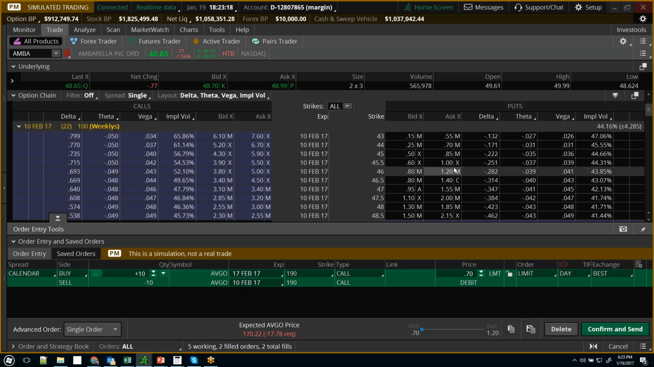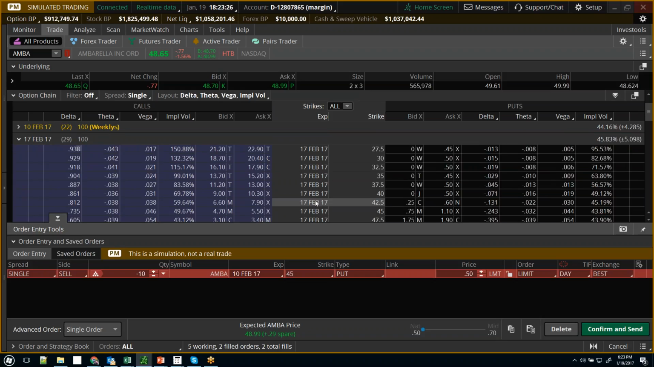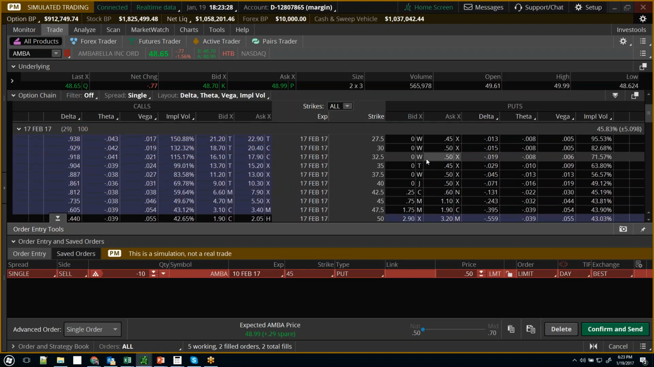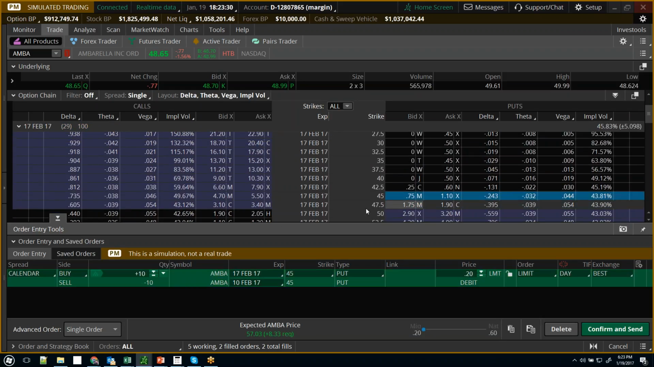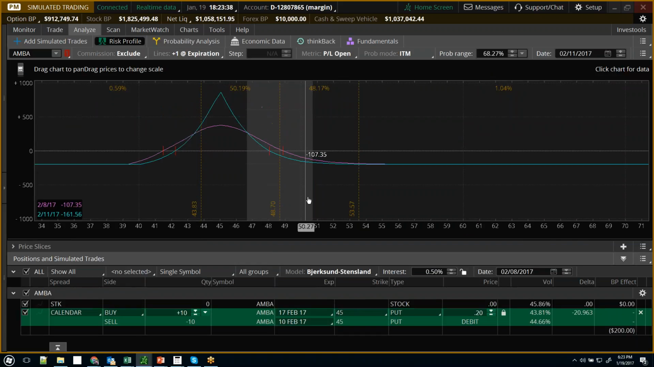Not get quite so aggressive on this. And let's say 45 by 45. 20-cent debit, actually very inexpensive trade. Analyze this. Here we go.